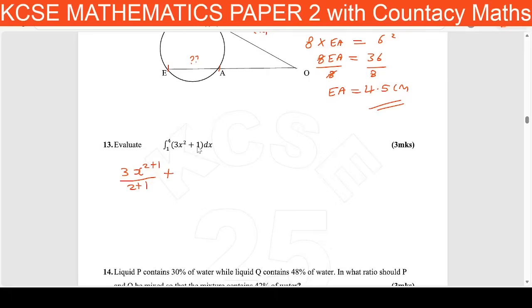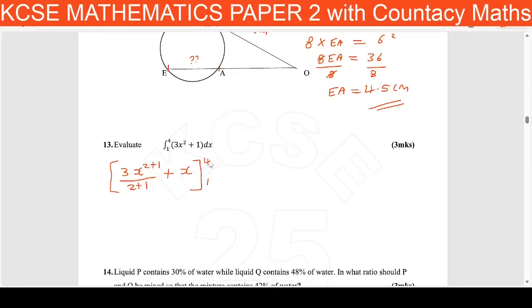What is the integration of 1? When it is just a number, or rather what we usually call a constant, we always multiply that by x if it is with respect to x. Therefore, the integration of 1 will be x, so we simply write an x there. And then we put some brackets there to indicate that this one is from 4 to 1.